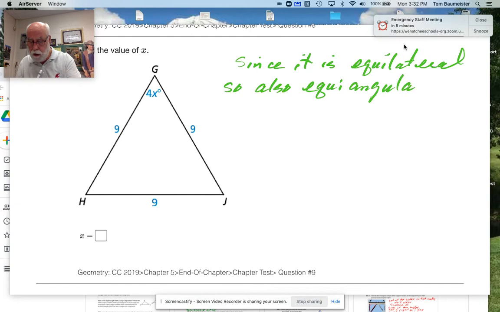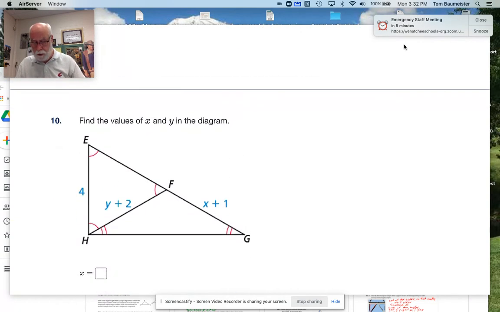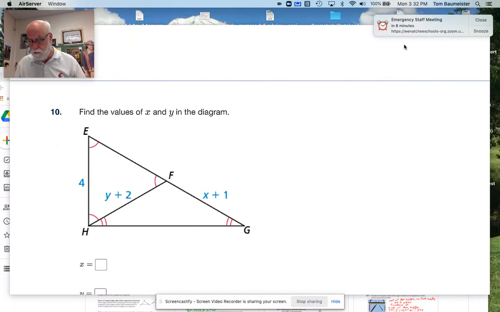If it's equiangular, that means that all angles are 180 divided by 3, which is 60. So we know that that angle there, we can say that 4x is equal to 60 degrees. Or if I divide by 4, I'll get that x is equal to 15.